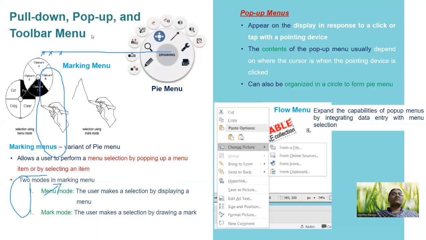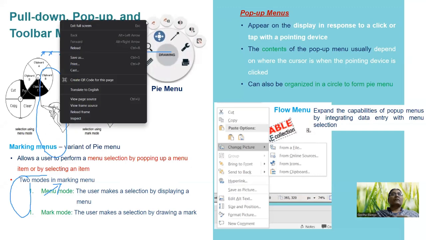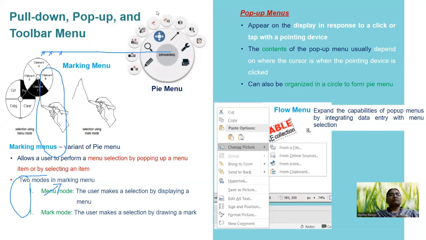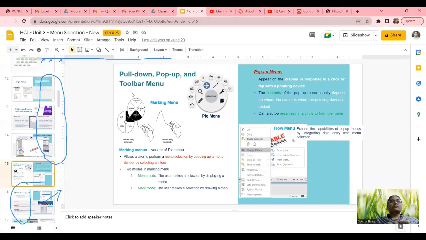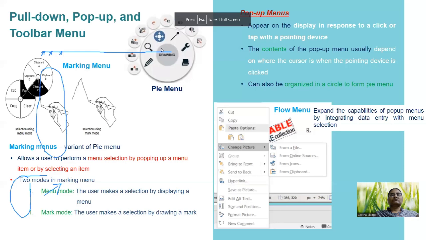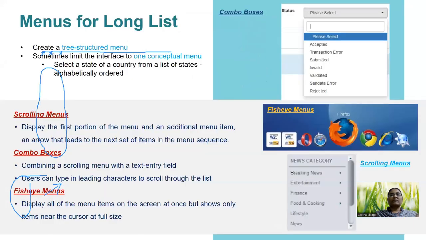The next one is pull down menus, pop-up menu, and toolbar menus. Toolbar menus we have already discussed. So pull down, pop-up, and toolbars we have already discussed. The next one is about the menus for long lists.